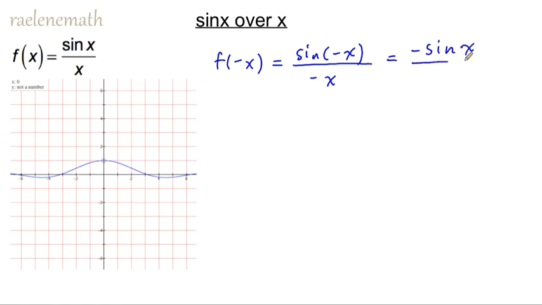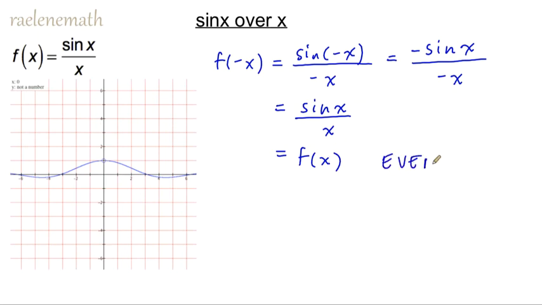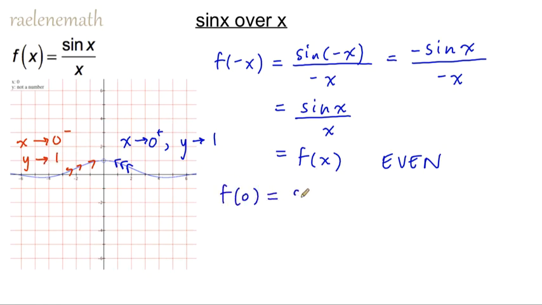And when we simplify negative sine x over negative x, this gives us the original function sine x over x again. And so when a horizontal reflection equals the original function, we have an even symmetry function. And so that means that we can consider a mirror image through the y-axis. It turns out that when we take a look at x approaching 0 from the right on the graph, y approaches a height of 1, and by even symmetry, as x approaches 0 from the left, y approaches a height of 1 still.